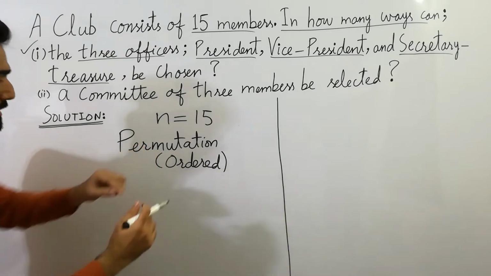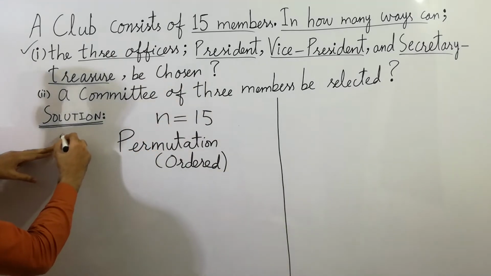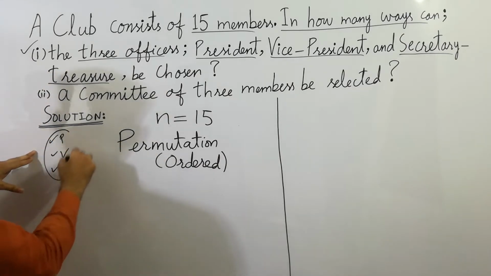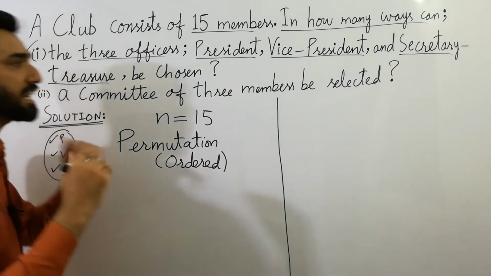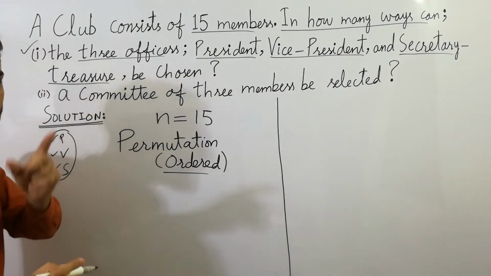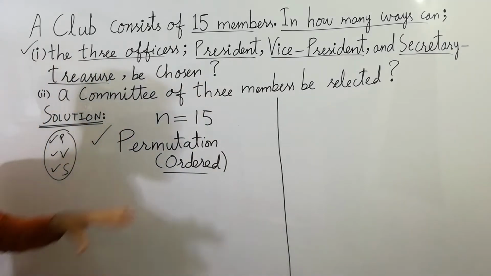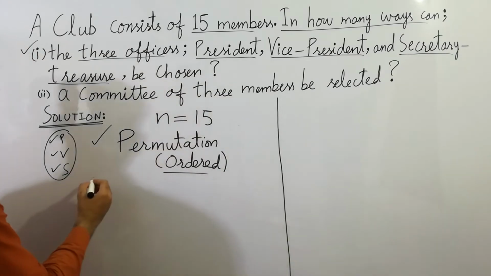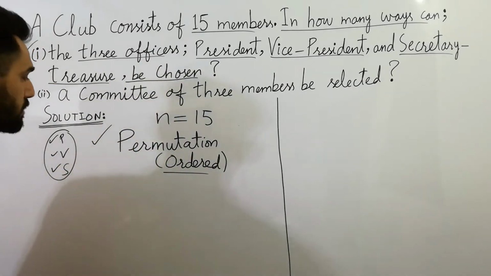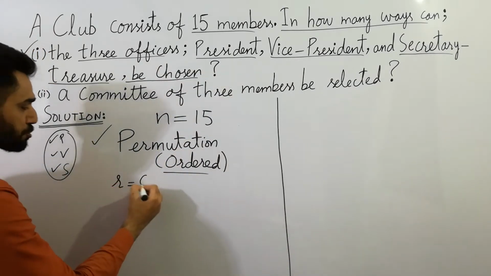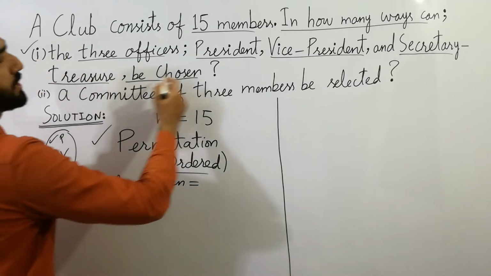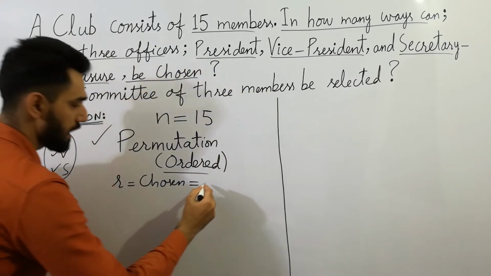One is president, one is vice president, and one is secretary. This is the order. So you must remember that in any question where the order is fixed, we will always apply permutation. I hope you have cleared the point. So here we will apply the formula with r, where r is the number chosen. You already know that r is used for the chosen or selected items. Here three officers are to be chosen, so r will be 3.